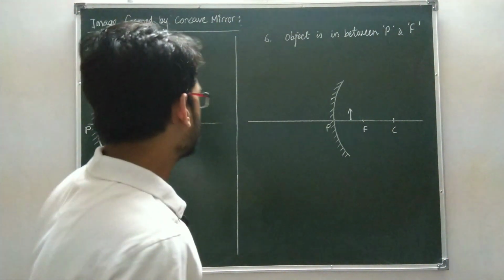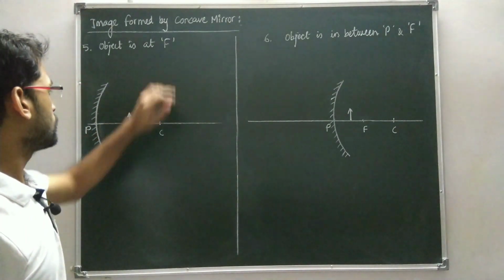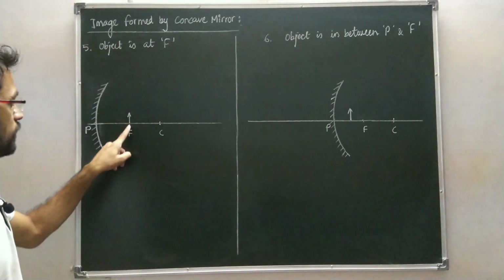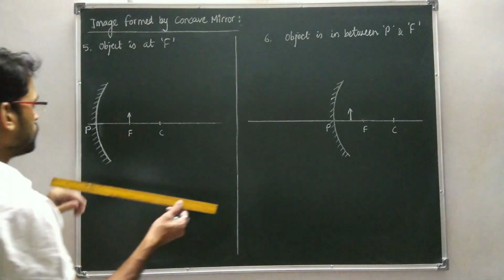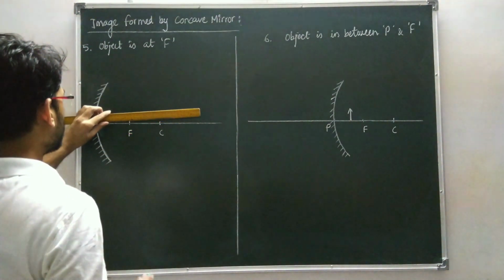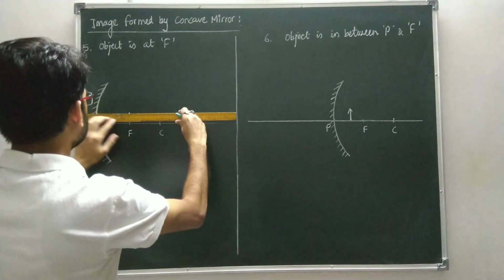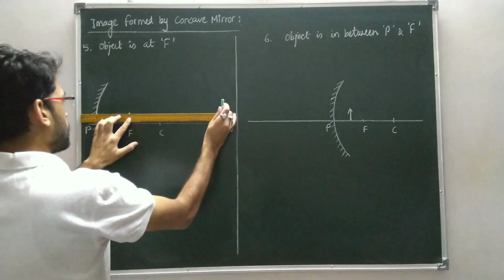Now in the fifth case, the object is at focus. Okay, here in the diagram, the object is at focus. Now the first ray coming from the object is parallel to the principal axis.